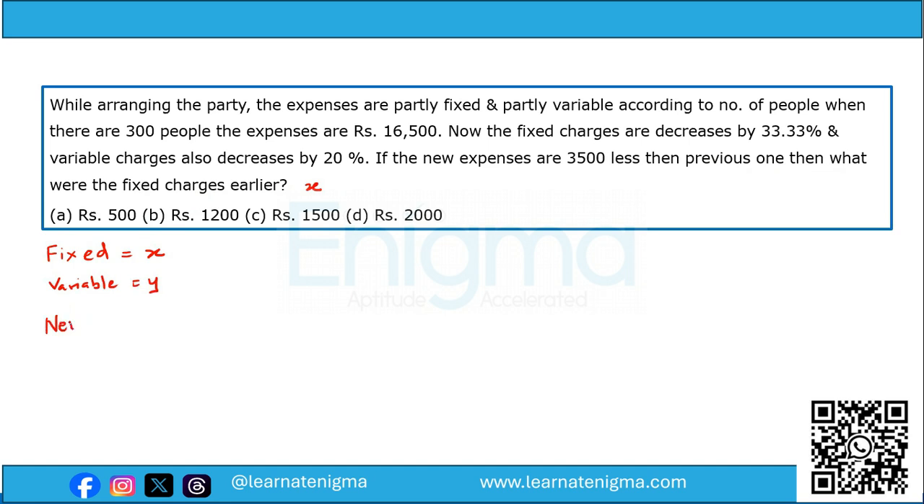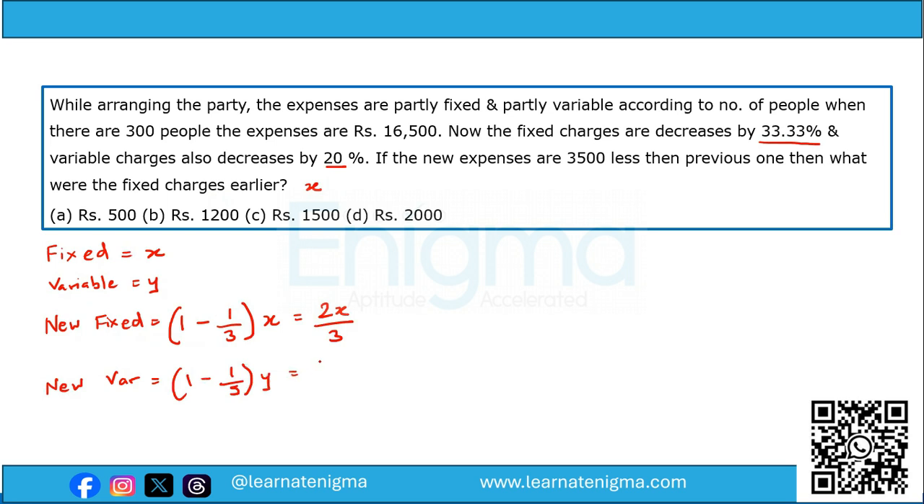Now, the new fixed charges have decreased by 33.33%. So it becomes 1 minus the fraction equivalent of 33.33%, which is 1 by 3, into x. That means it is 2x by 3. And the new variable charges are 1 minus the fraction equivalent of 20%, which is 1 by 5, into y. So therefore 4y by 5.